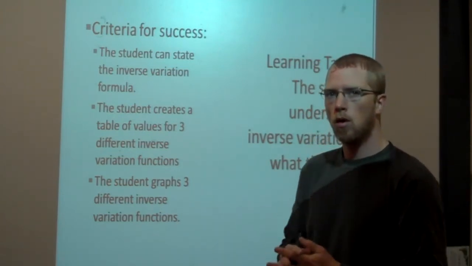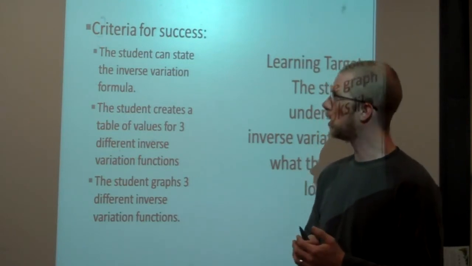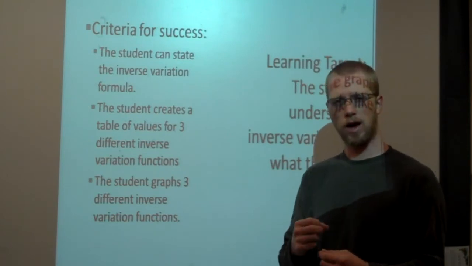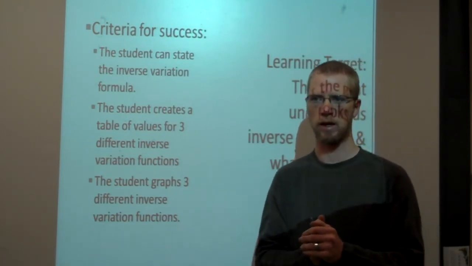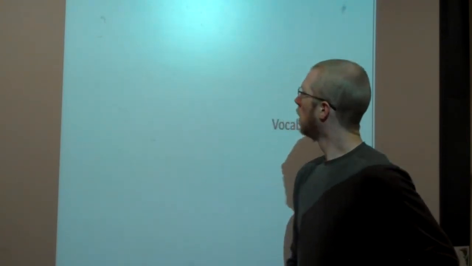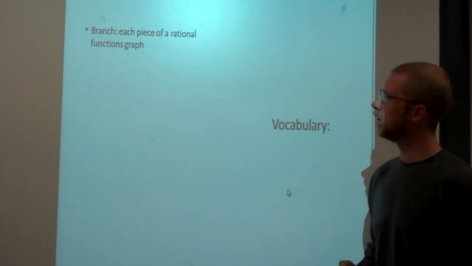So when we're looking at this, p of x, which is our numerator, will be equal to 1, and q of x will be equal to either x or, as we translate it, potentially x plus or minus a number. Thinking about some of the vocab that I'm going to use today, you're going to need to know what a branch is.